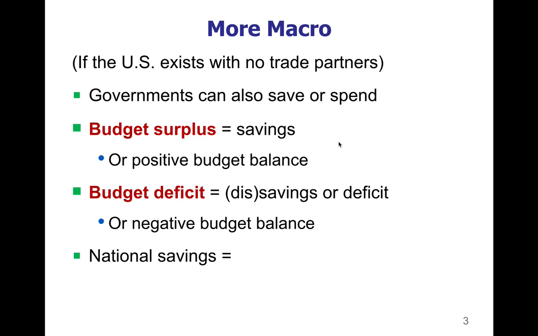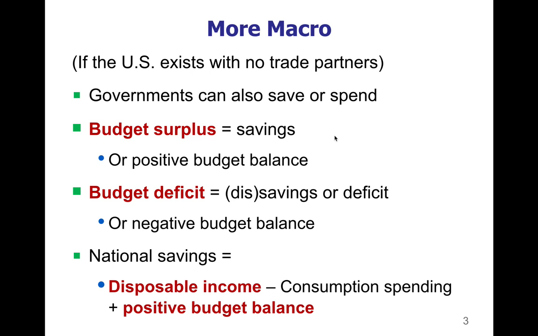So the national savings of the whole country is not just all of the individuals and businesses who have savings accounts, but also the government's savings account. Now, I'm aware that our government doesn't save money very often or have a budget surplus very often, but it does have the power to do that. So national savings would be the amount of disposable income that you have, that you don't use for consumer spending, plus any positive budget balance from the government.